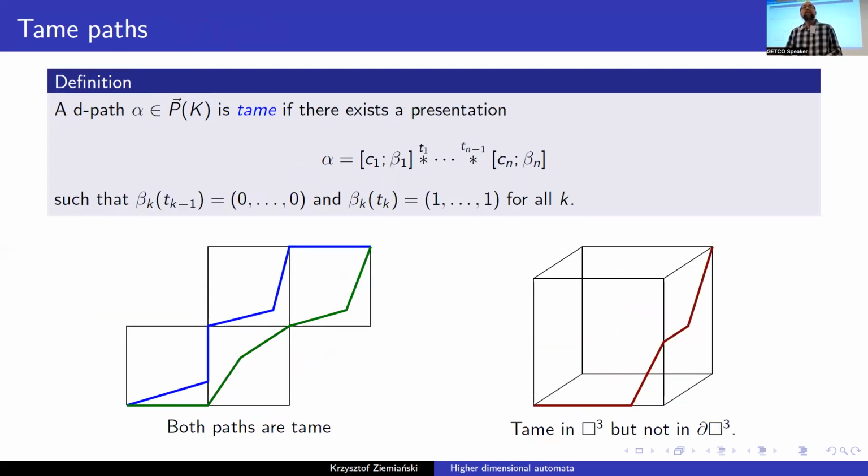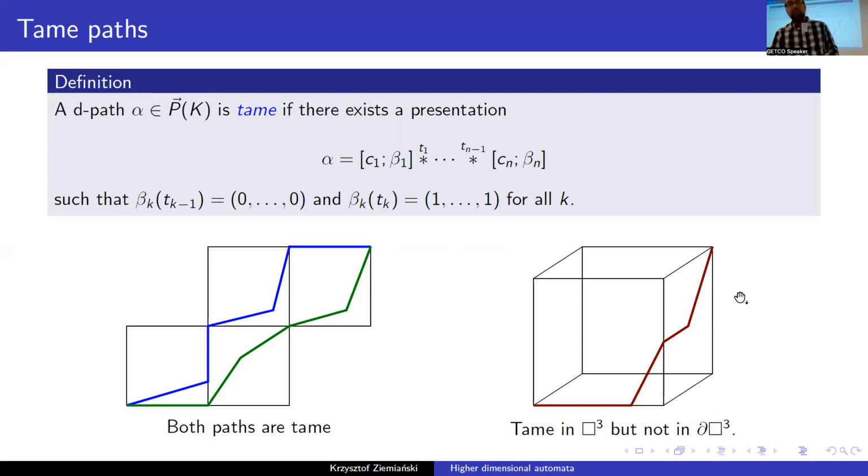And we want to restrict to paths which are easier to handle. I will call them Tame paths. Tame paths have presentations in which, when you travel through a cube, you always travel from the very beginning to the very end. So, for example, the path at the left here is Tame, because you travel first through this cube, then through this cube from the very beginning to the very end, then through this cube.